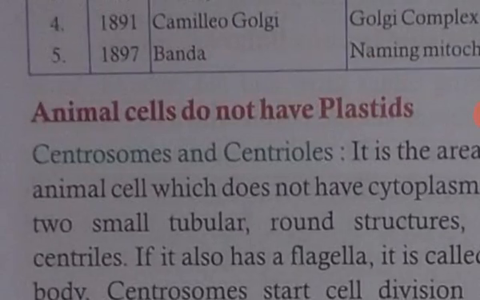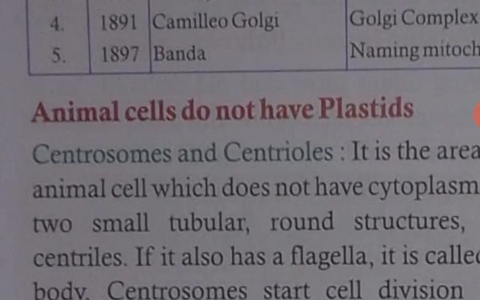And the next is plastids. Plastids are found in plant cells. There are different kinds of plastids, and the first is the chloroplast. These are green-colored plastids containing a green pigment, chlorophyll. They are primarily present in the leaves and stems of plants. They help the plants to perform photosynthesis, so they are regarded as the kitchen of the cell.